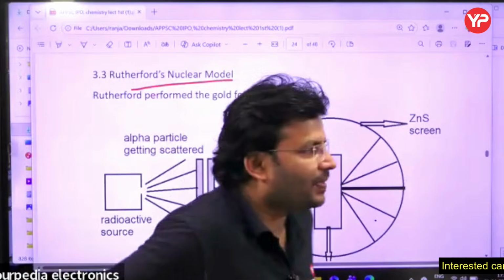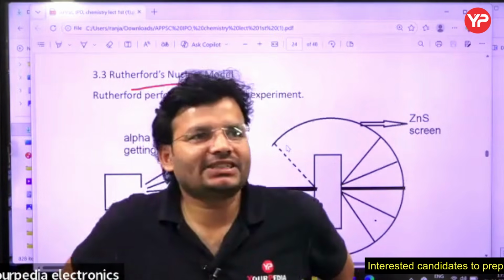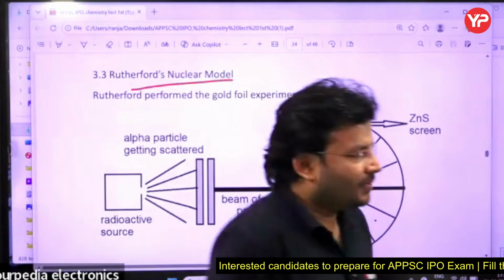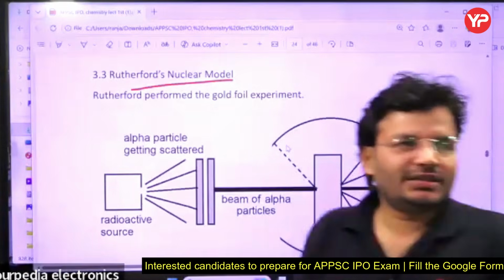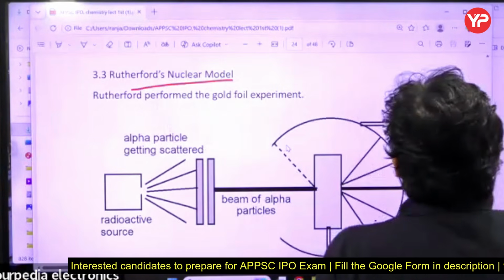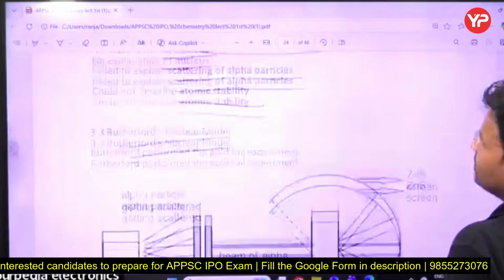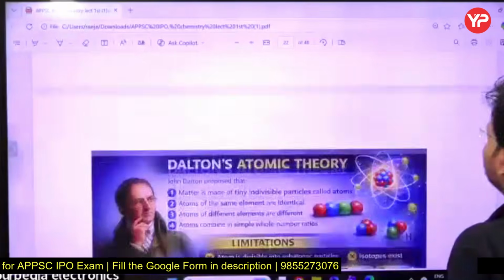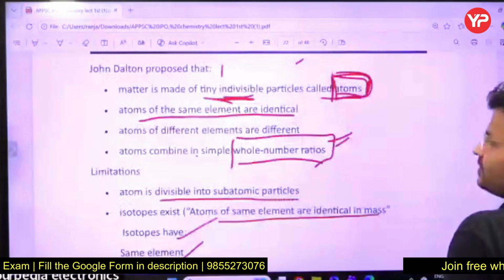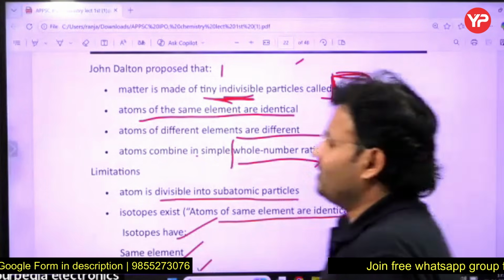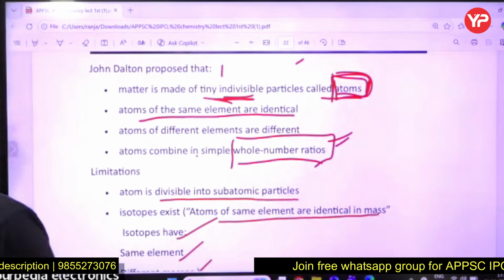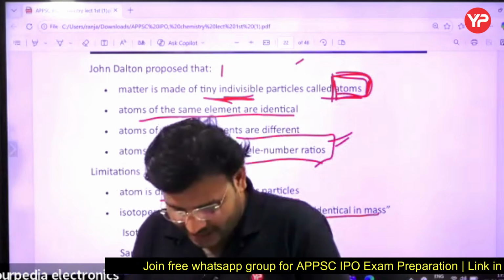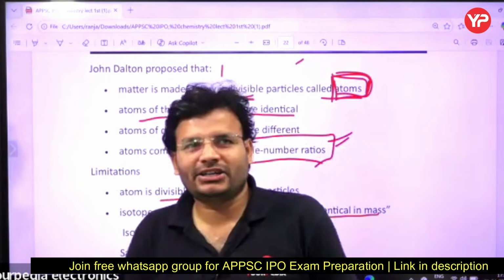Can anybody tell me what is the limitation of Dalton theory? Anybody? Does anyone remember? John Dalton, more precisely. What is the limitation? First, simply, he was saying that the atom is indivisible, but later on it was proved otherwise.